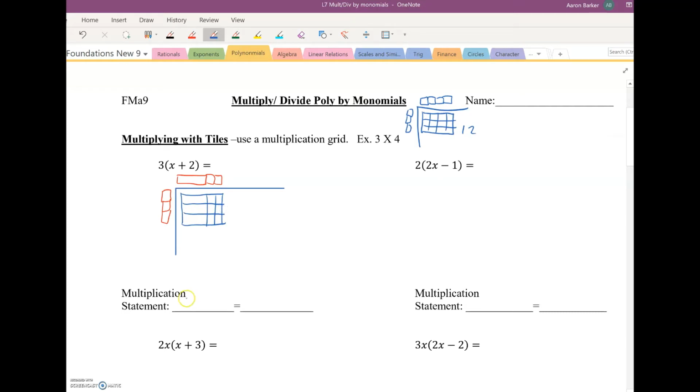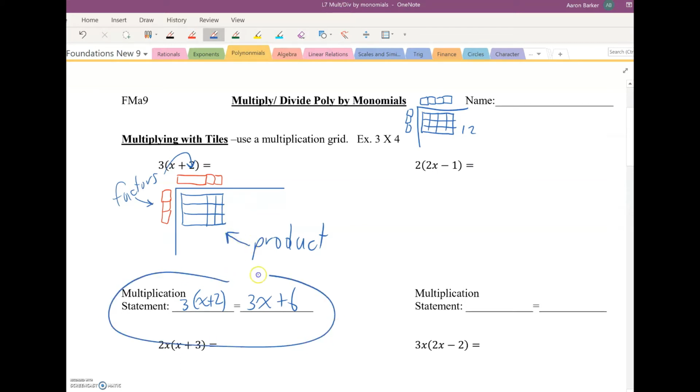So your multiplication statement is 3 times x plus 2 equals 3x plus 6. So this is your factors. Your factors are 3 and x plus 2. And in here, this is your product. It's the result of the multiplication. Okay, so there's your product and your factors, their location, to make your full and complete multiplication statement.